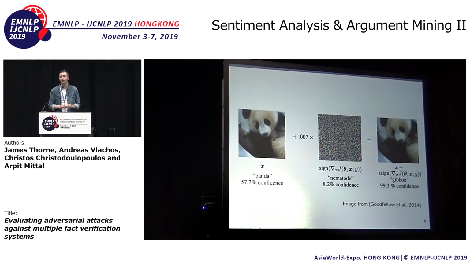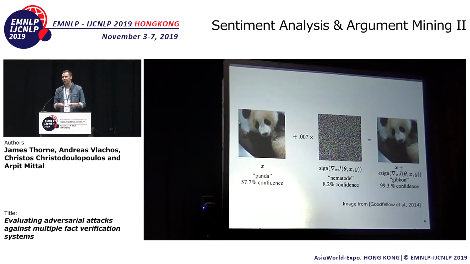However, there's an additional perturbation in the center, which is deliberately designed to induce a classification error. On the left, the model would have predicted a panda with a certain confidence. And then after the addition of these perturbations, which humans can't necessarily see or determine, the model predicts a gibbon with a high degree of confidence.